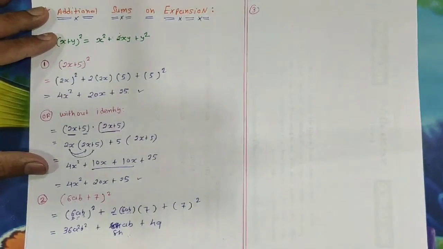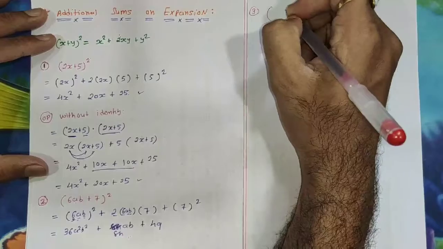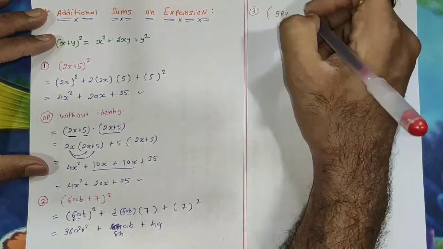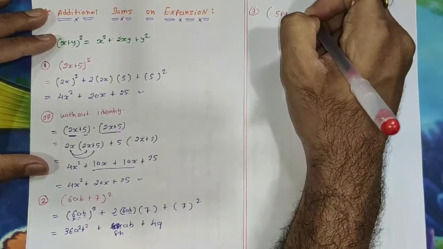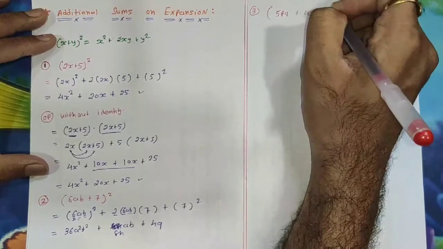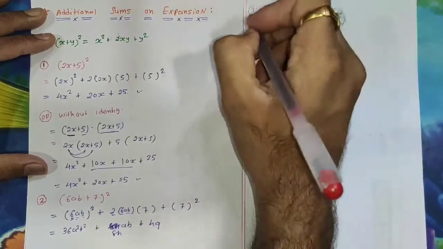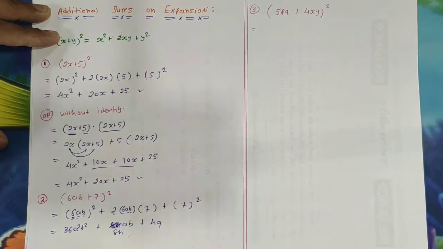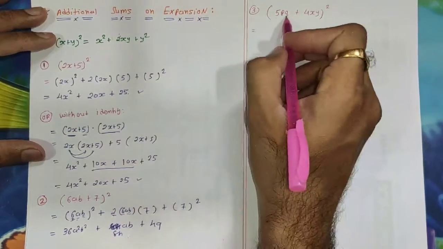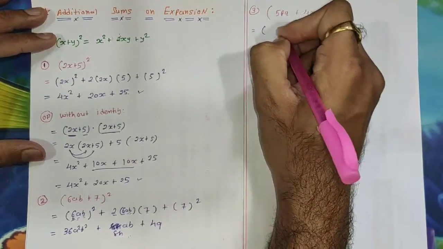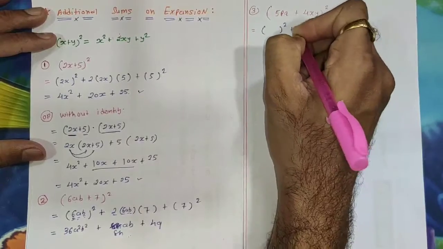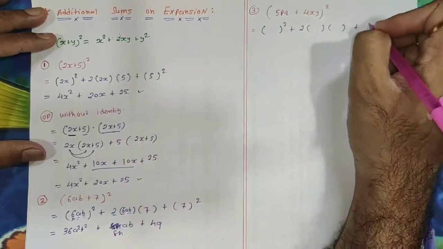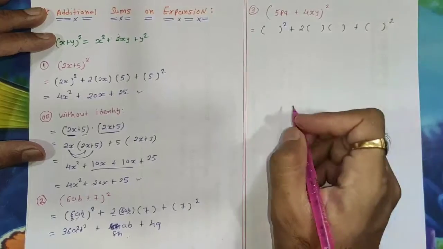Third sum. Suppose you have to perform the expansion of 5pq plus 4xy whole square. Now this is again the square of a binomial, which is of the x plus y form. So the expansion is first term square plus 2 into first into second term plus second term square.